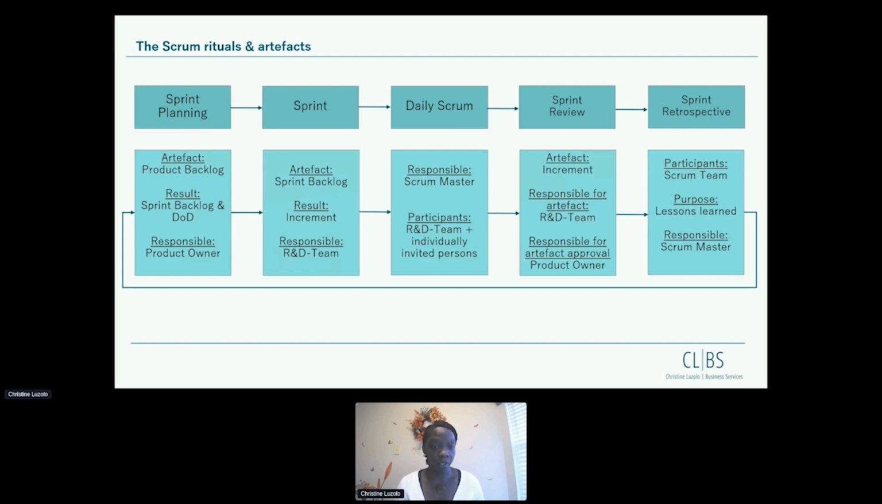And the sprint itself, so the part where the actual work is being done, where the actual product is being developed, this is where the responsibility lies in the hand of the R&D team, shielded by the Scrum Master and by the product owner.